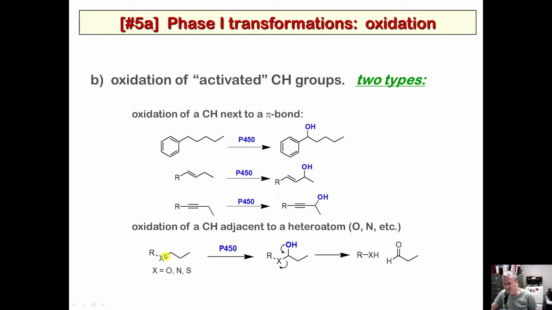That radical is resonating with the X group, and there's a little bit of stabilization. That's also what I mean by activation. Activated CH groups. All right. So this position is easy to oxidize with P450 to the hydroxy group, and once that happens, the oxygen can swing down, kick off, break off, and now we've basically lost this alkyl chain.